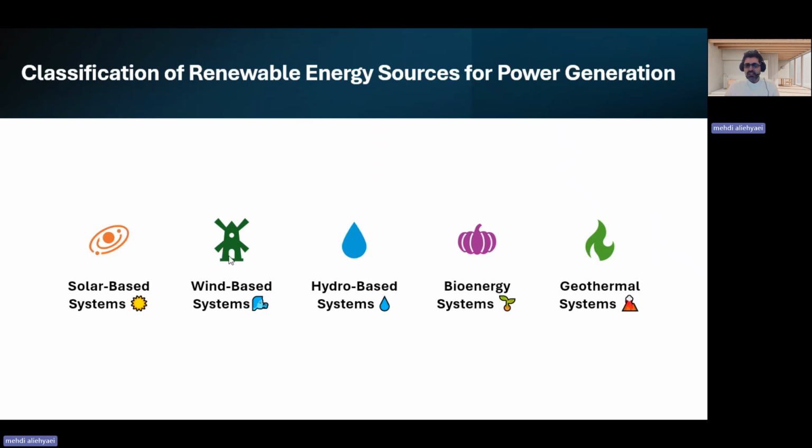And also we have hydropower, a major and reliable technology that can provide stable, large-scale electricity and help balance the grid. And also we have bioenergy and geothermal systems, which offer more stable power than solar and wind, but their use is limited to specific resources and locations. In conclusion, solar and wind dominate renewable electricity generation despite their variable output.